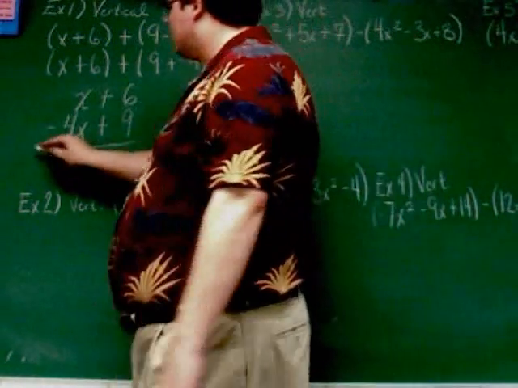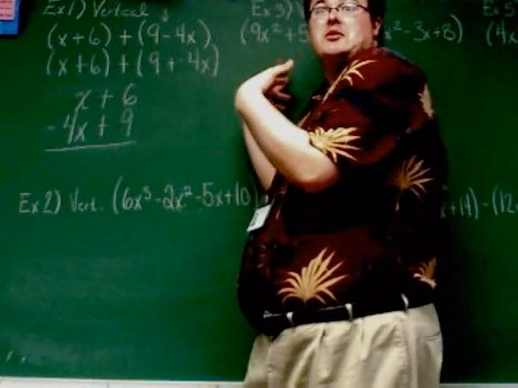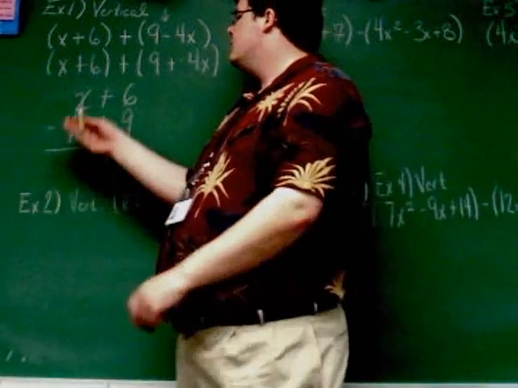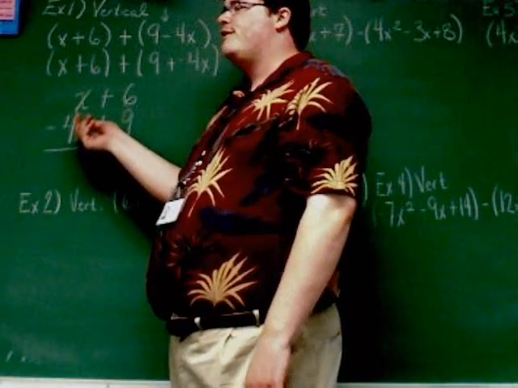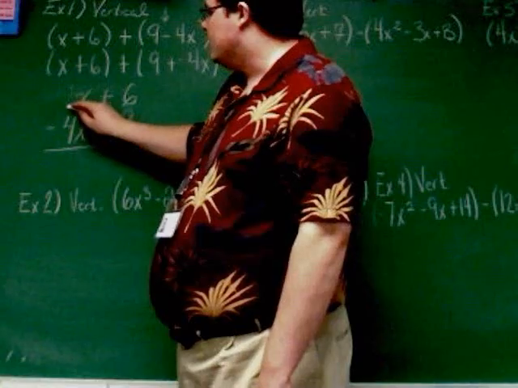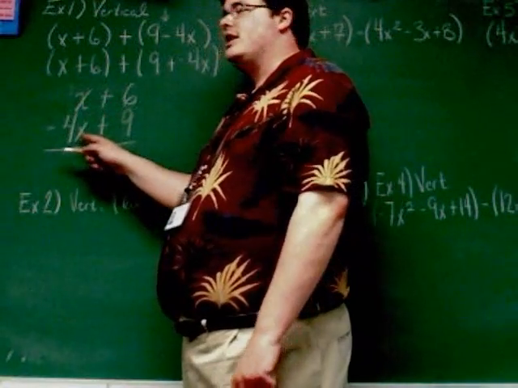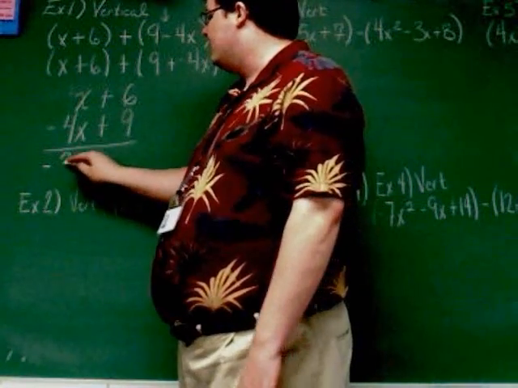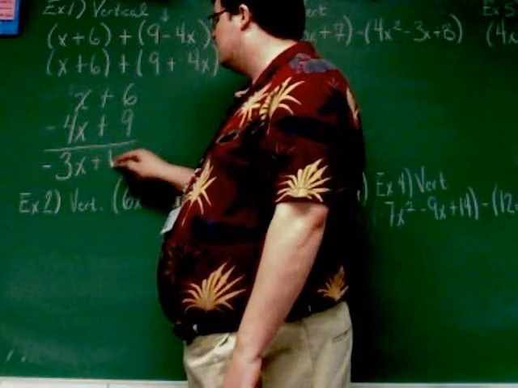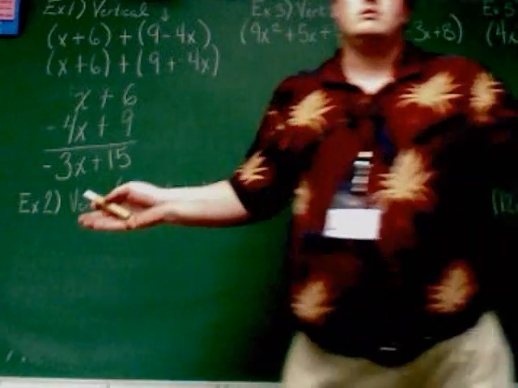So you can start at the right if you want to do it the old school way. If you want to start at the front, it doesn't matter. There's no carrying or borrowing here. So I've got x and negative 4x. You know by now, if there's nothing in front of the variable, it's like there's a 1 there. So if I have 1x and I take away 4x's, I have negative 3x's, 6 and 9, 15. And that's it.